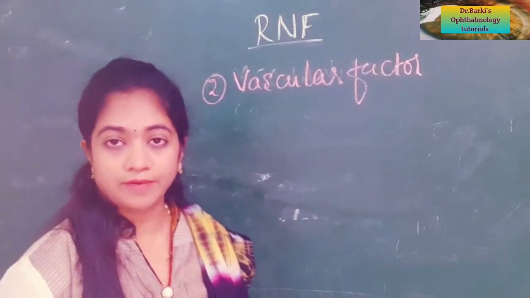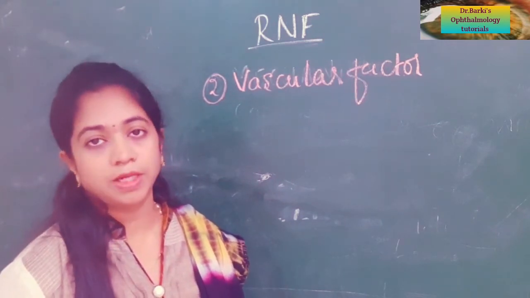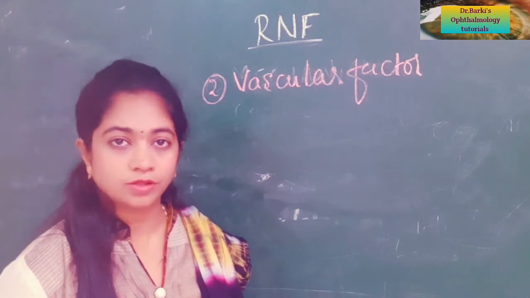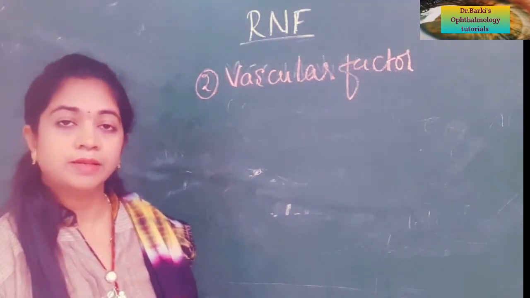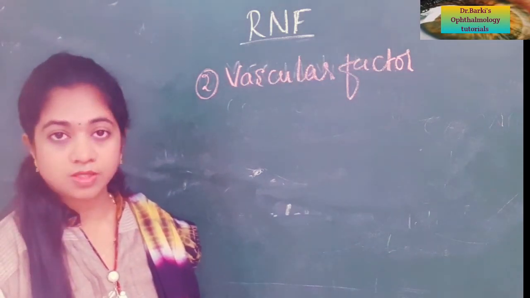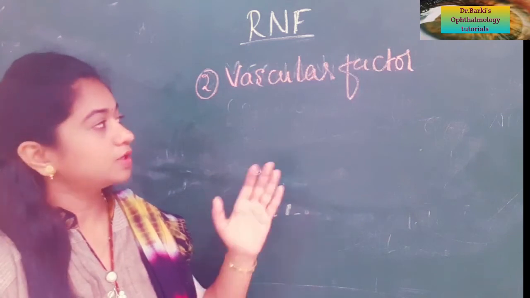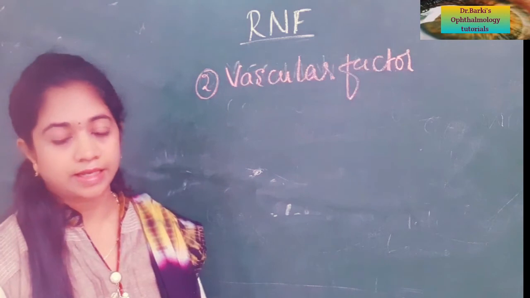The second one is the vascular factor. As the name suggests, there is compromise in the blood supply to the retinal nerve fibers, leading to death of all these retinal nerve fiber layer. The causes for this vascular compromise can be anything from hypotension, vasospasm or acute blood loss, decreased perfusion pressure. All these will compromise the blood supply to the retinal nerve fibers, leading to death of these retinal ganglion cells.